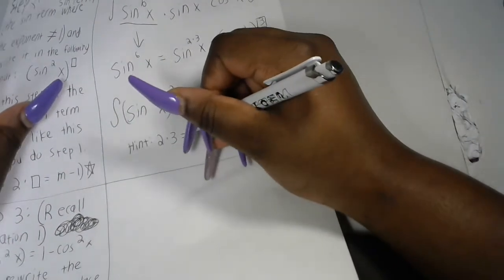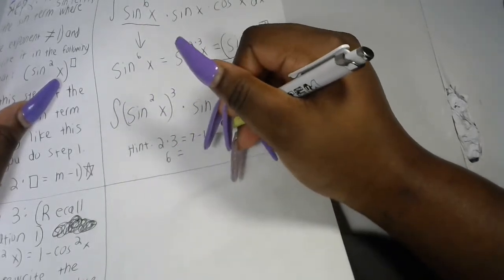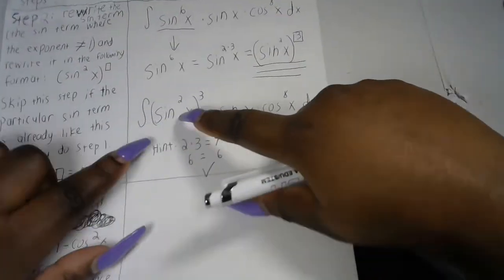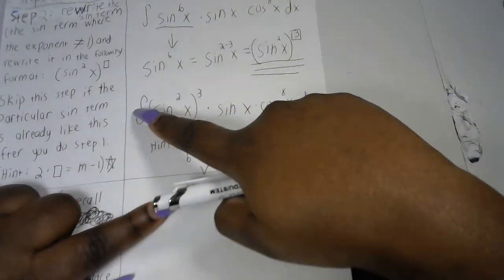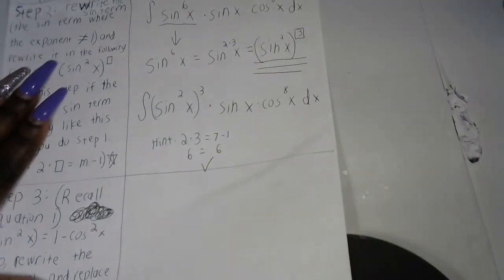So 2 times 3 should be equal to 7 minus 1, and then 2 times 3 is 6, 7 minus 1 is 6, so 6 equals 6, so we're on the right track. So the hint is correct. Anyway, this is the integral, how we rewrote it so far. So using that, let's go down to step 3.